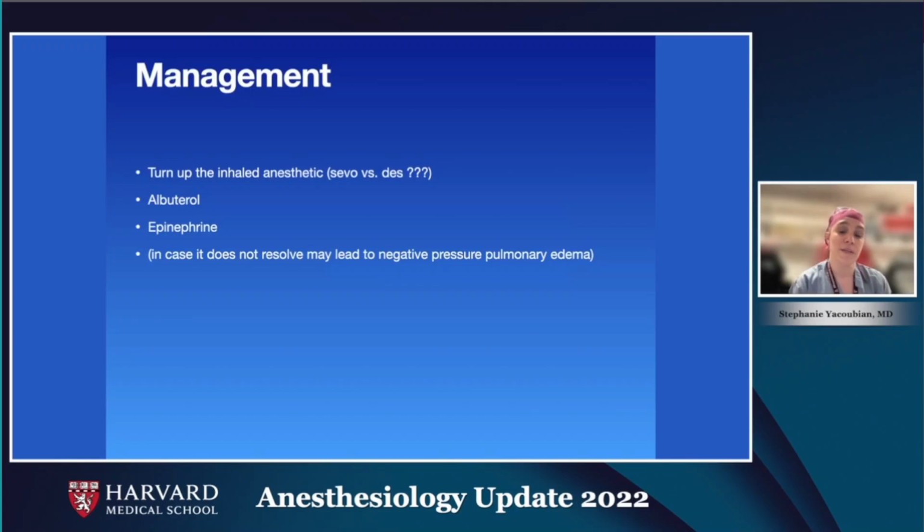How do you manage this? You deepen the anesthetic. I would definitely recommend inhaled anesthetics with sevoflurane and not desflurane or isoflurane that could be irritating to the airway. Albuterol, small doses of epinephrine can also help relieve the bronchospasm.